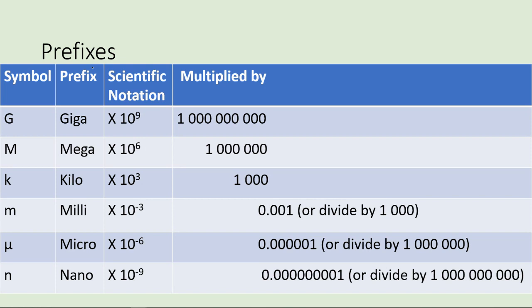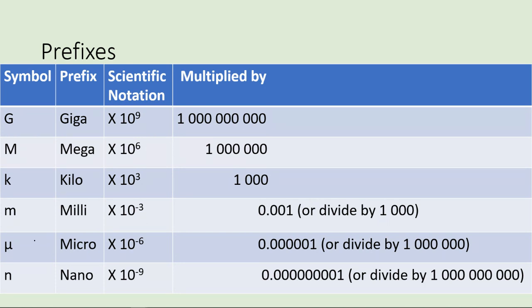Again, we like to make life even easier for ourselves. So instead of writing out times 10 to the power of 9, you can just write a capital G for giga. These are the prefixes that you'll come across in National 5 physics. Giga is times 10 to the 9, mega is times 10 to the 6, kilo is times 10 to the power of 3, milli is times 10 to the minus 3. So that would be multiplying your number by 0.001 or dividing by 1,000.